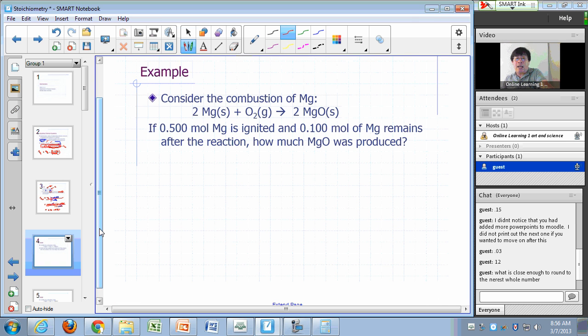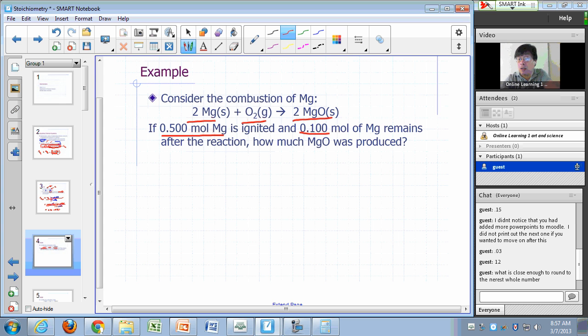Now, to emphasize the fact that we're dealing with changes, here's a question that will make you think about which numbers you have to use. Let's say you have 2 magnesiums plus O2 gives you 2 MgO. That's your balanced equation. So 2 moles of magnesium will react with a mole of O2 to give you 2 moles of magnesium oxide. Suppose you ignited half a mole of magnesium and you have 0.1 moles of magnesium that remains after the reaction. How much MgO was produced?